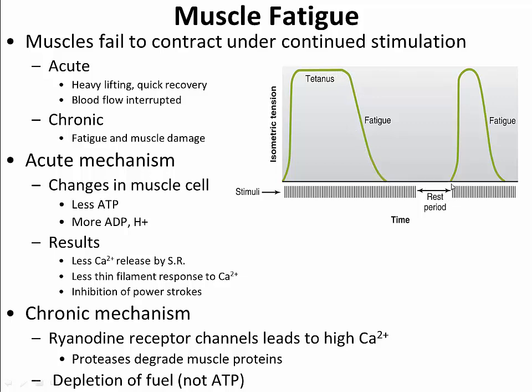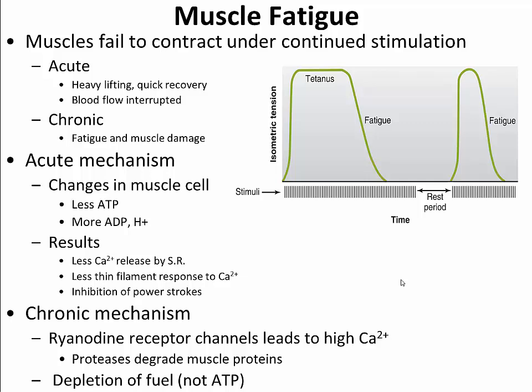And then we undergo a second contraction after a brief rest period, and fatigue shows up much more rapidly in that second period because of the energy exertion that we've already undergone in the first tetanic contraction. And so muscles fatigue for different reasons. We basically divide these up into chronic and acute mechanisms for muscle fatigue.